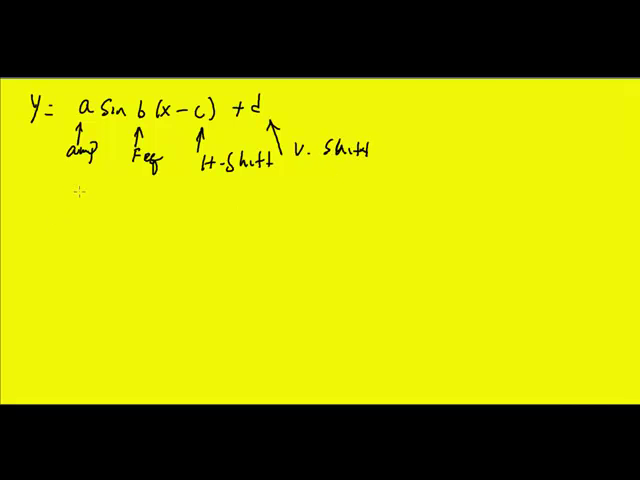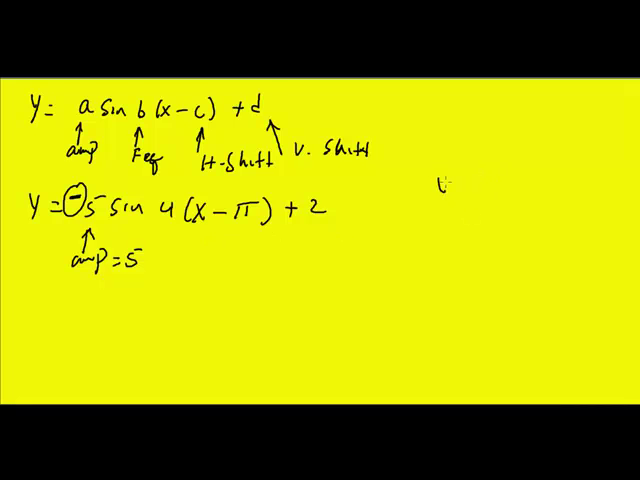Okay, let's make one up. Let's say we have negative 5 sine of 4 times x minus pi, and then plus 2. So my amplitude is positive 5. The negative sign does not change my amplitude. The negative sign just makes my curve flip.